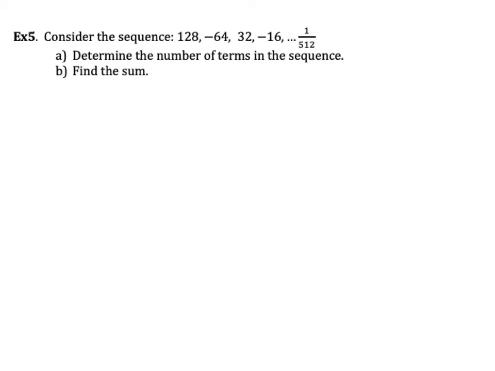Example 5. It says, consider the sequence 128, negative 64, 32, negative 16, all the way till we get to 1 over 512. Yours might just say 128 minus 64 plus 32 minus 16 plus dot, dot, dot, and then 1 over 512. So it might have said, consider the series. I'm not sure. So part A says, determine the number of terms in this sequence.